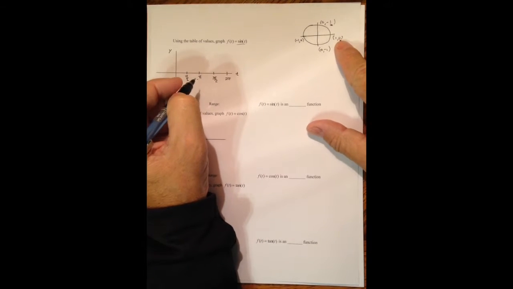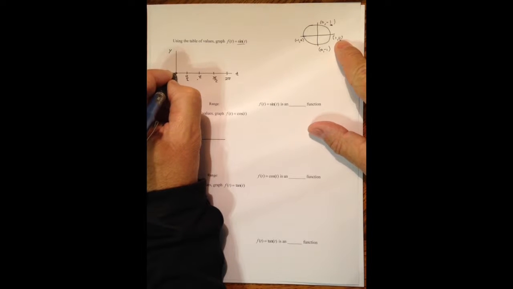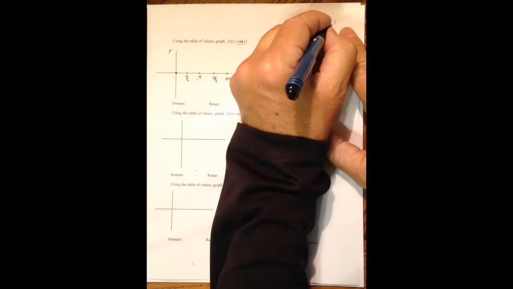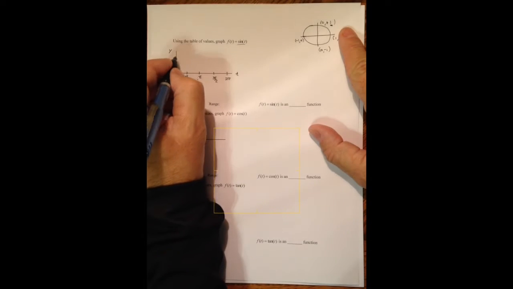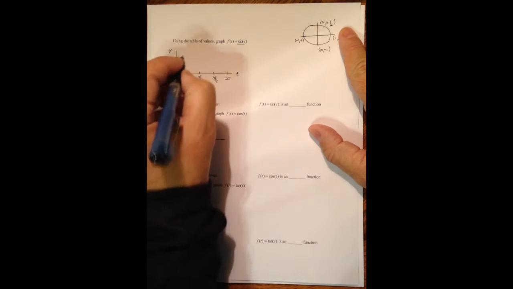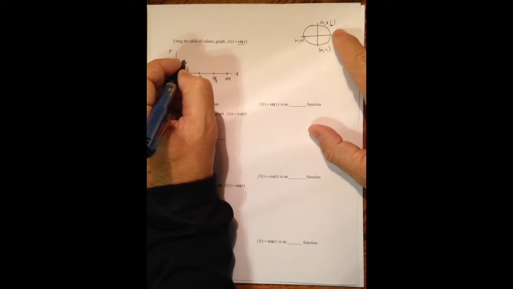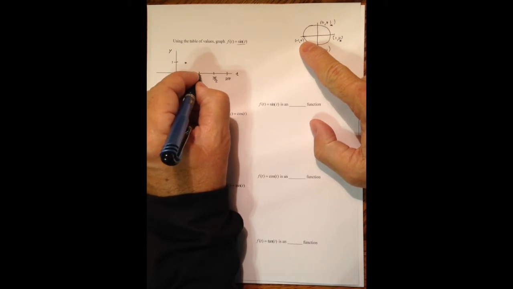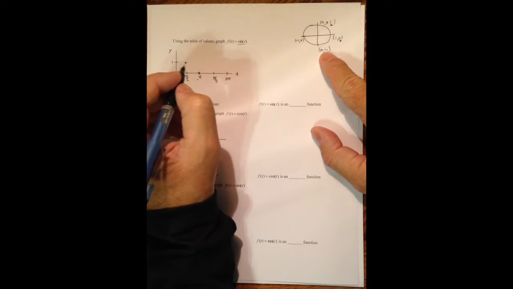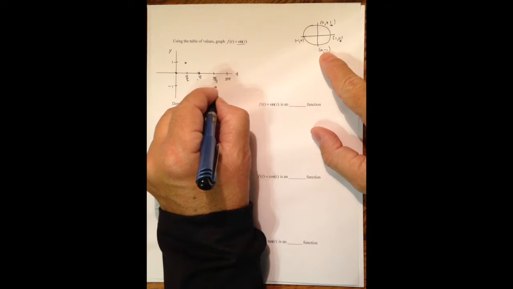So let's plot the y values. When t is 0, I get 0. At pi over 2, the y value is plus 1. So let's say that that's 1, and let's say that this is minus 1. So I'm at this point here. If I go around to pi, the y value is 0. If I go to 3 pi over 2, the y value is minus 1.